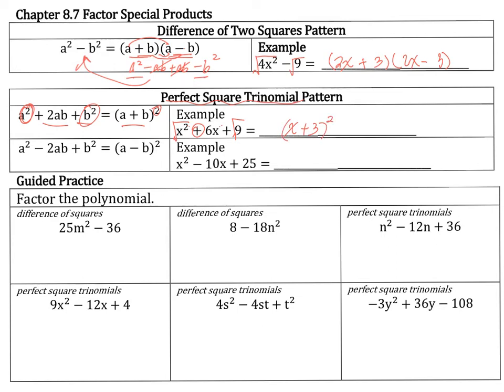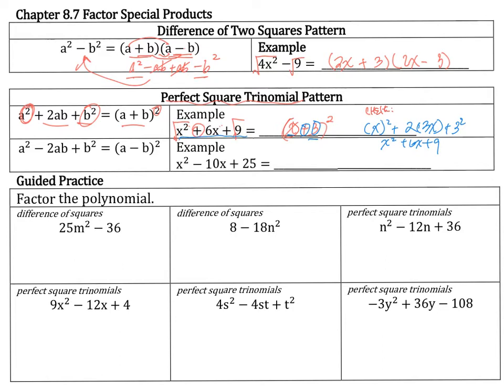And to double check this, I can square the x, and then double the two terms, so that's 3x. And I have to use a positive sign here for the second term, and then I can square the last one, which is 3 squared, which makes 9. So it will be x squared plus 6x plus 9, which equals the original trinomial.